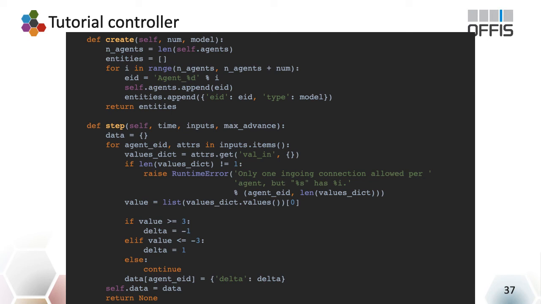Then after this control function, we set the delta to a dictionary, which we then store in the controller in self.data. And here is a new feature of Mosaik 3 of this event-based controller, that we don't have to return the next time step, but that we just can return None.